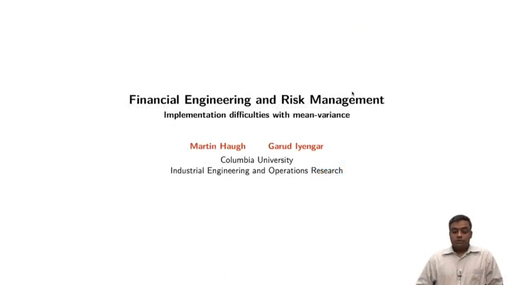In this module, we're going to walk through and identify some implementation difficulties with mean variance portfolio selection. We're going to walk through three main ideas. One, what happens when there are parameter errors? Two, what happens when you have to take negative positions and you want to avoid short positions? And three, what happens when variance is not really the best measure for risk?